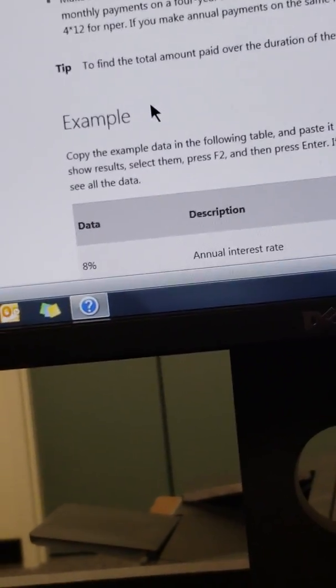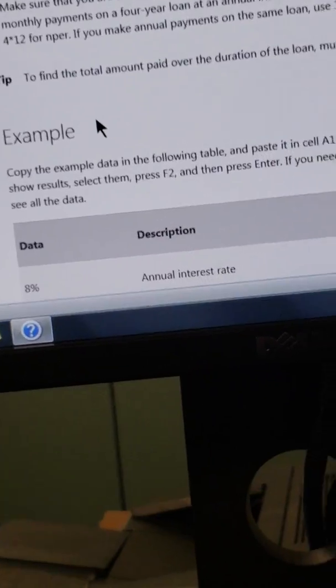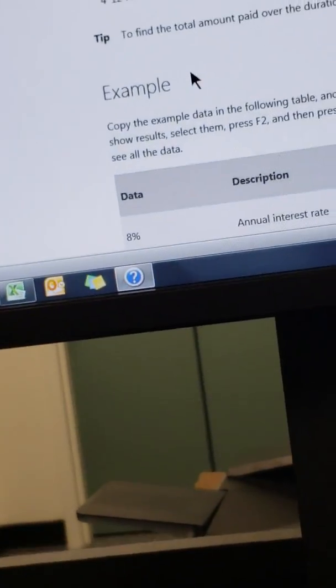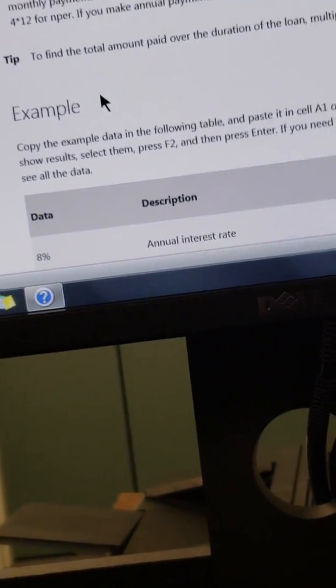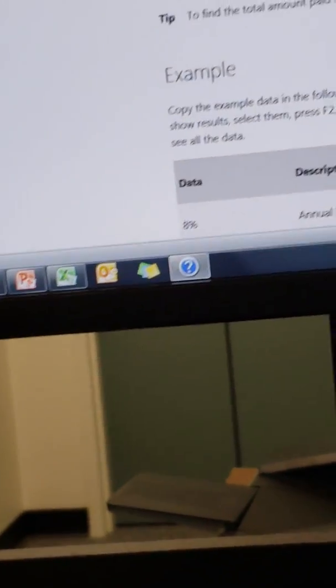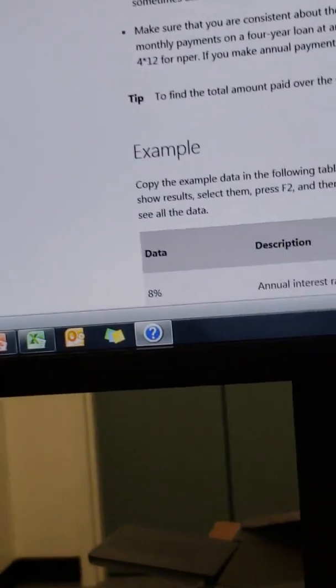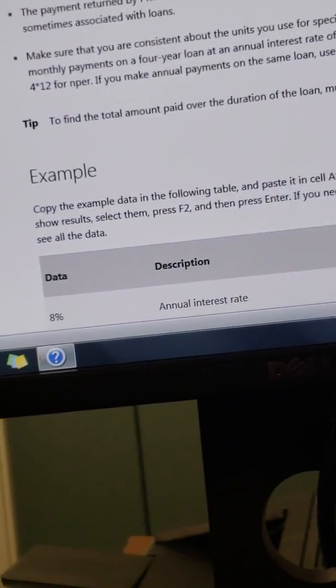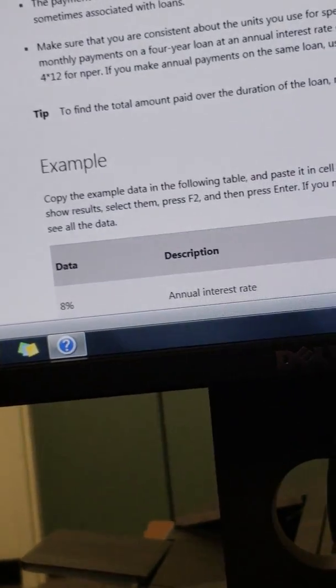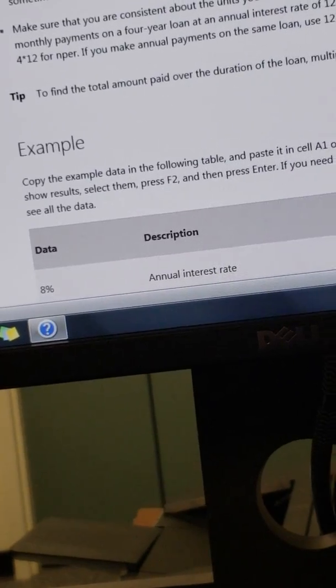The thing about this function too, you want to make sure that you're consistent about the types of units you're going to utilize, especially if you're specifying the interest rate and number of payments. So if you make monthly payments on a four-year loan, let's say the interest rate is 10 or 12%, then you want to make sure that you use 10 or 12% divided by 12 for rate. You could use 4 times 12 for the NPER. Now, if you make annual payments on the same kind of loan, then use 12% for the rate and 4 for the number of payments, NPER. Okay?